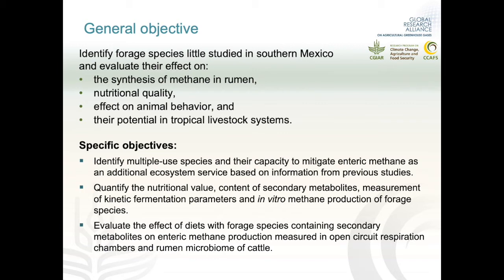ecosystem service based on the information from previous studies, to quantify the nutritional value, content of secondary metabolites, measurement of kinetic fermentation parameters, and in vitro methane production of forage species, and to evaluate the effect of diets with forage species containing secondary metabolites on enteric methane production measured in open circuit respiration chambers and rumen microbiome of cattle.